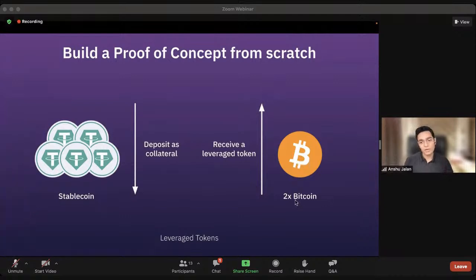So basically, if you have 2x Bitcoin, you can increase your exposure. You are going long on Bitcoin. And if you sell it, then yeah, you're going short on Bitcoin. So leverage tokens, that's what you can make from scratch if you intend to.